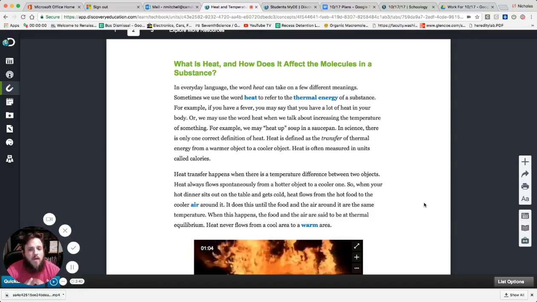But in science, we've got one way to talk about heat. Heat is the transfer of thermal energy from a warmer object to a cooler object. And heat is normally measured in calories, which is a word that you know from food. Heat transfer happens when there is a temperature difference between two objects. Heat will always move from hotter to colder. That's just what it does.